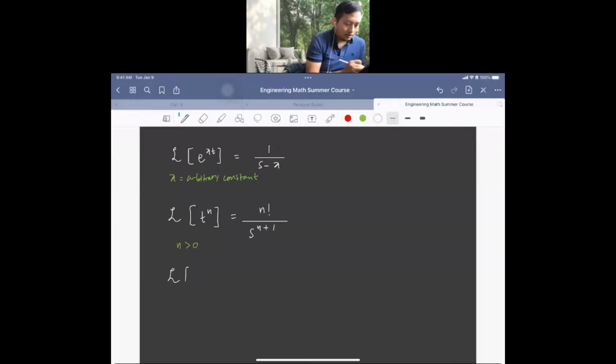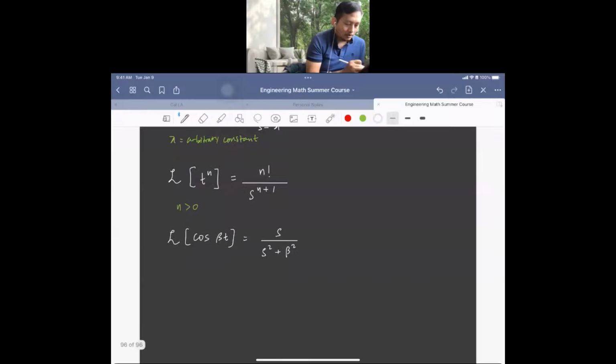And when you have the Laplace of cosine, let's say beta t, this will be s over s squared plus beta squared. Beta is a constant. And when you have sine, you will have beta over s squared plus beta squared.